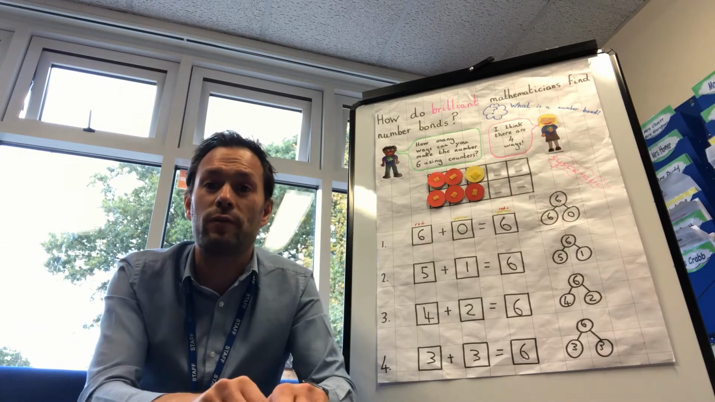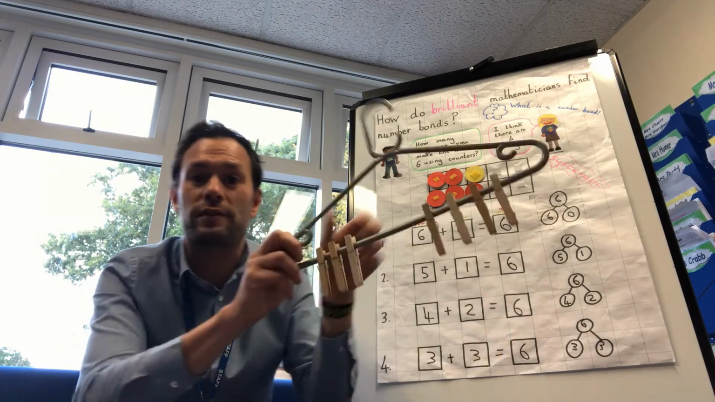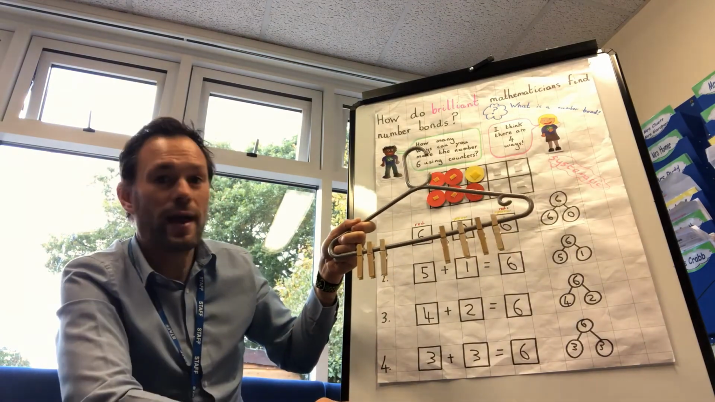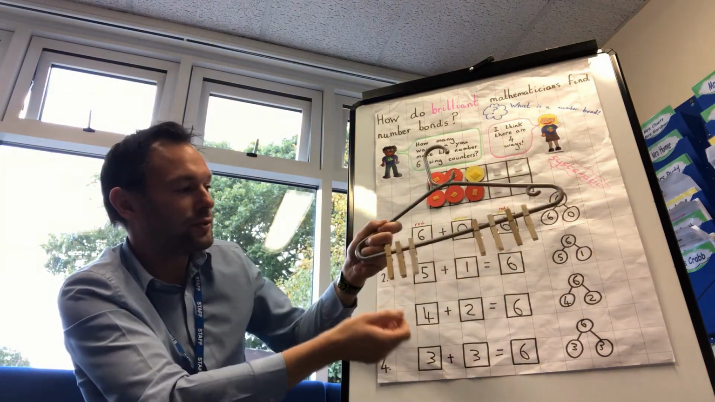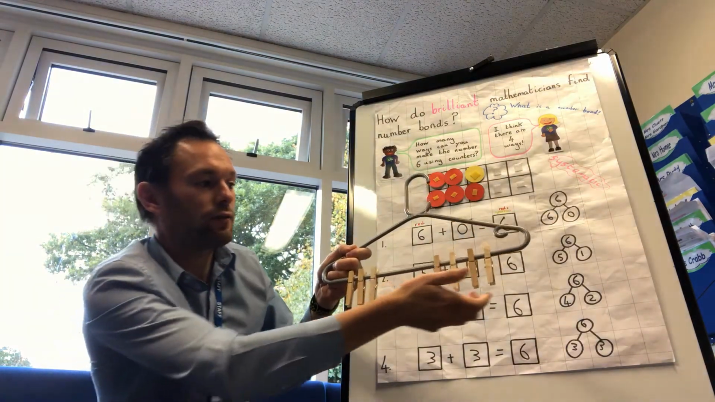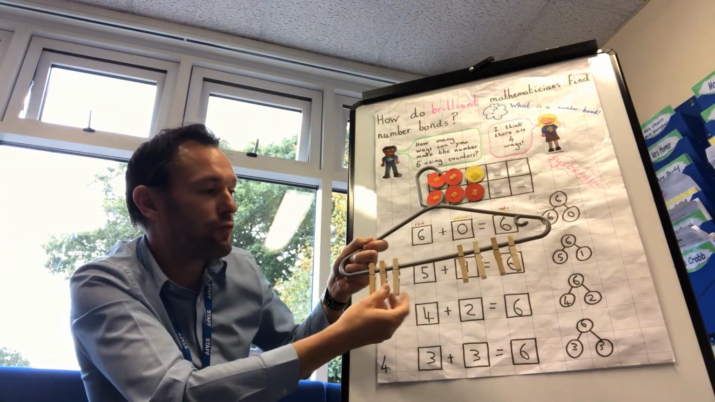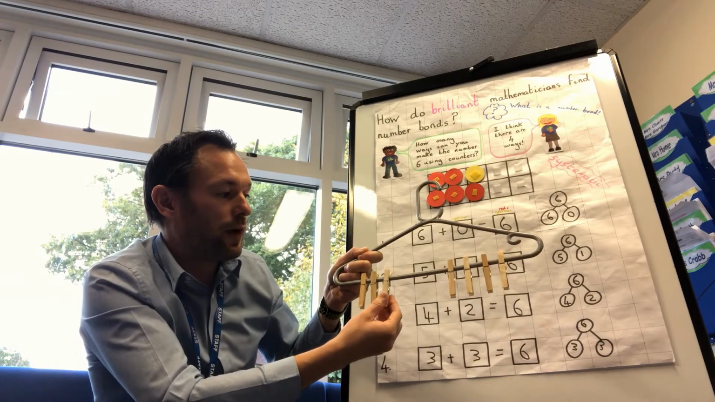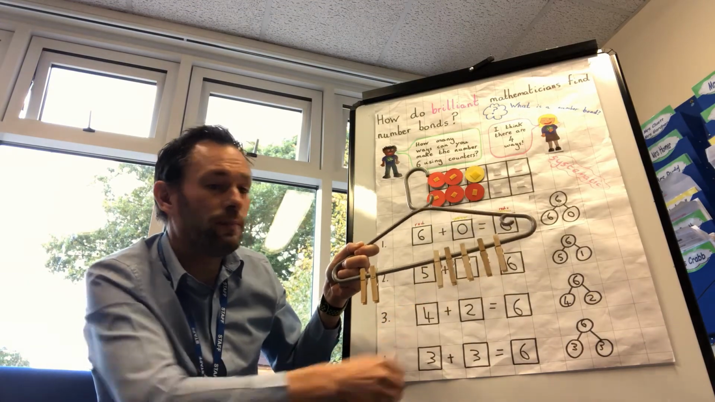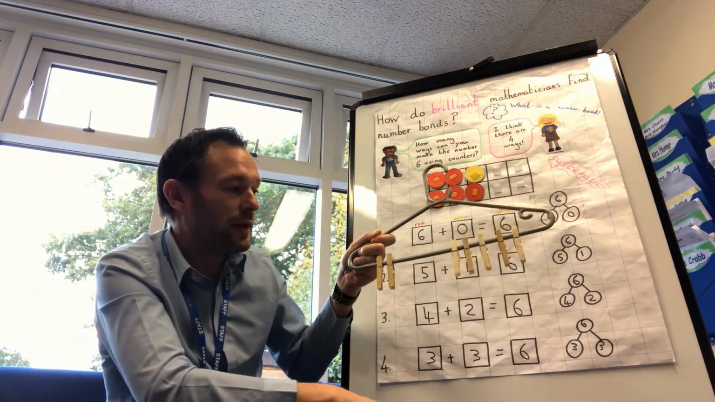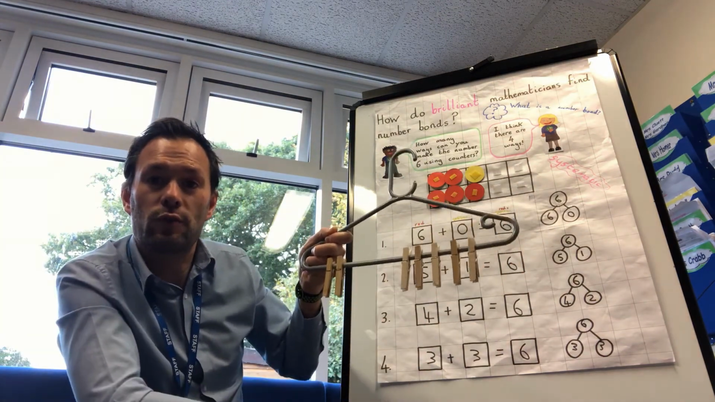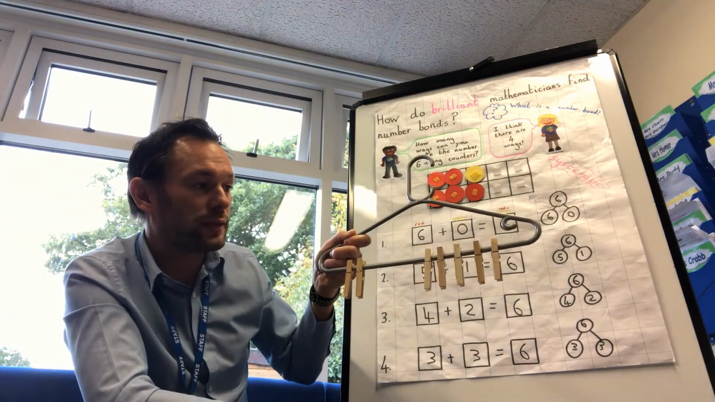And we show number bonds in lots of different ways. So for example, here on my coat hanger, I have got 7 pegs and I have split them up into a group of 3 and a group of 4. So we could say that 3 and 4 are number bonds to 7. If I move one of my pegs along, I've still got 7 pegs of course, but now we have split them into 2 and 5. So 2 and 5 are number bonds to 7.